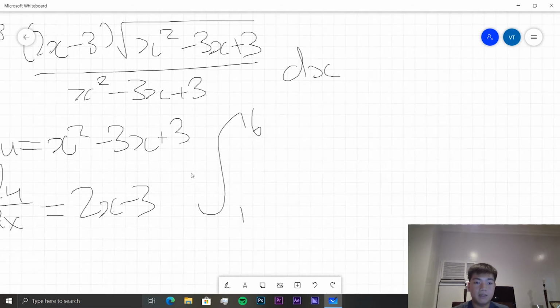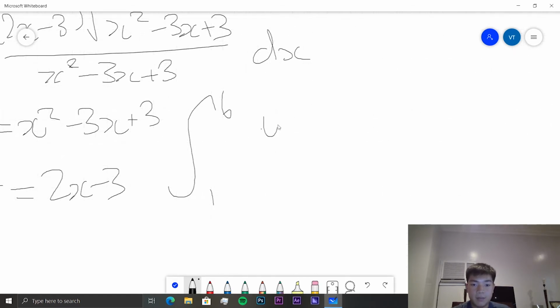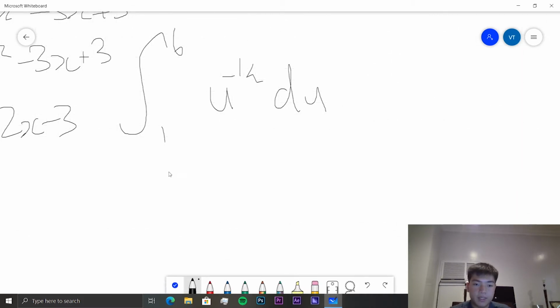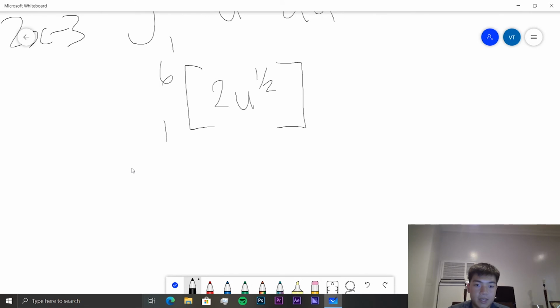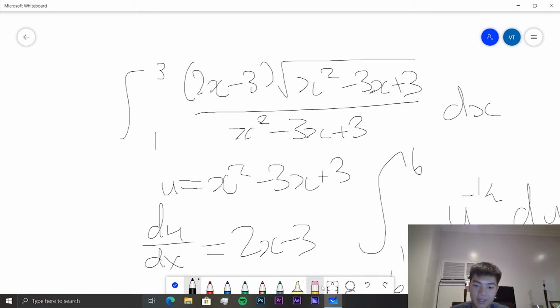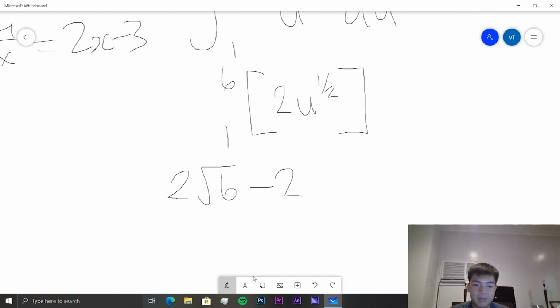And then we can rewrite this, dividing by 2x minus 3, as u to the 1/2 over u. And so this is simply equal to u to the negative 1/2 du. So from this, we can get that this is equal to 6 and negative 1 of 2 u to the 1/2. And so this is simply equal to 2 root 6 minus 2. Oh no, I've made a mistake. This is only 3, yeah. Oopsies. So this is only 3. So the limits are actually the same. So this is just 2 root 3 minus 2. So that is the answer.